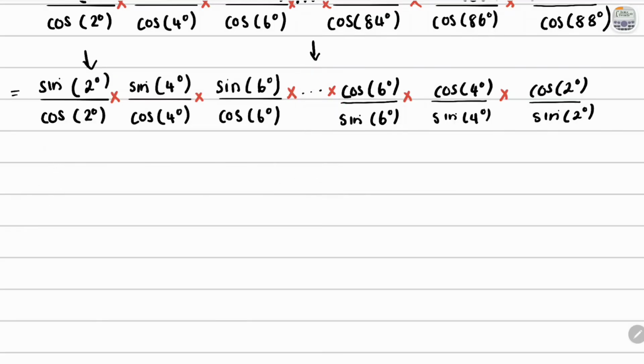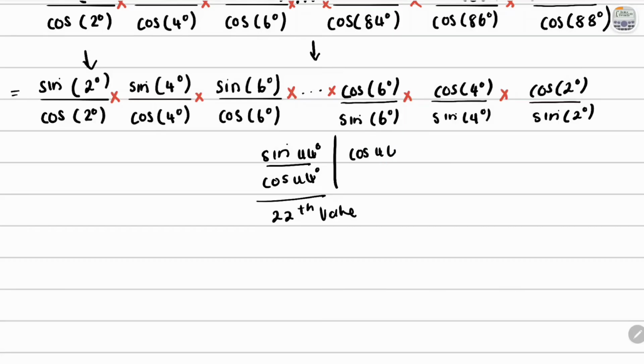Okay, so just to see what happens there. So you will have sine 44 degrees over cos 44 degrees, and that will be the 22nd value, or term, if you want to call it that. Then the 23rd one is going to look like this. It's going to say cos 44 degrees over sine 44 degrees. Now the reason I'm putting this here, this was the 23rd one, okay?